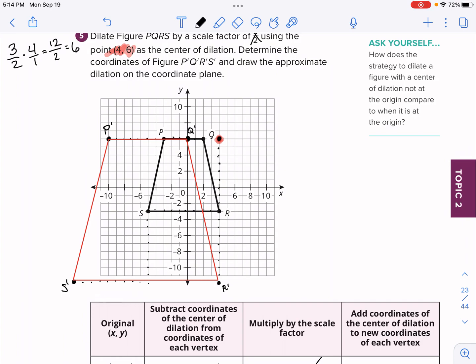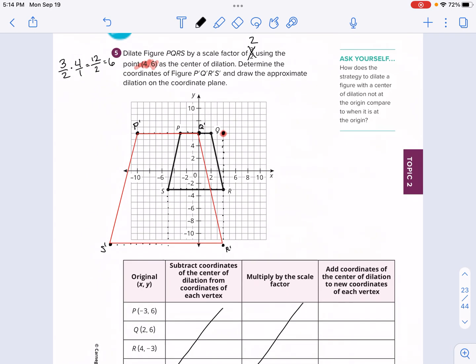This looks like the original figure. It is 2 times as big. P prime, that is the coordinate from the origin. If we go left and up, that is -10, comma, that is a height of 6. Q, looks like from the origin, we're just going up 6. So this is 0, 6.